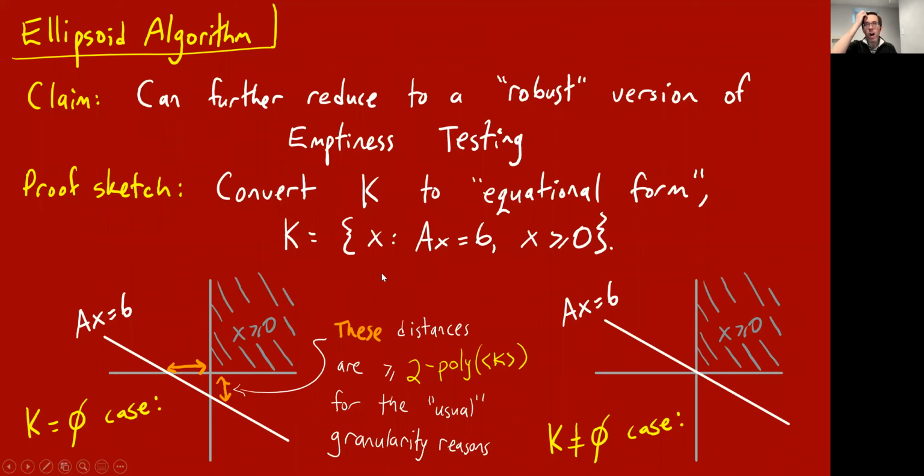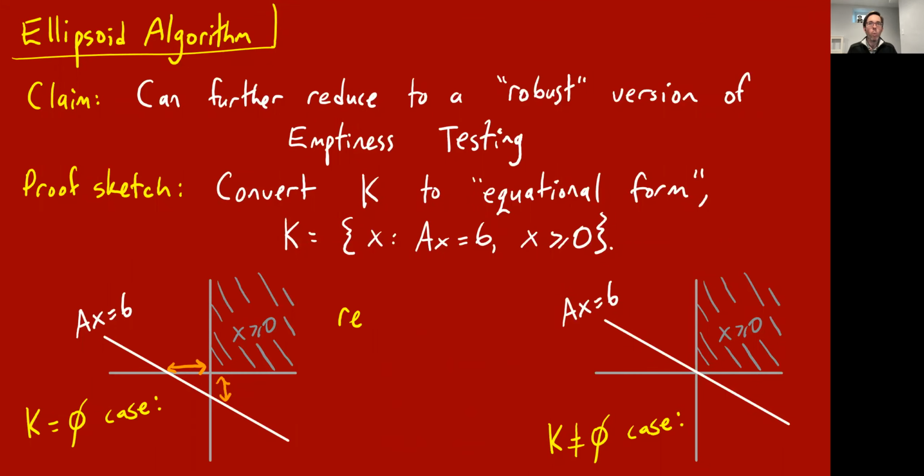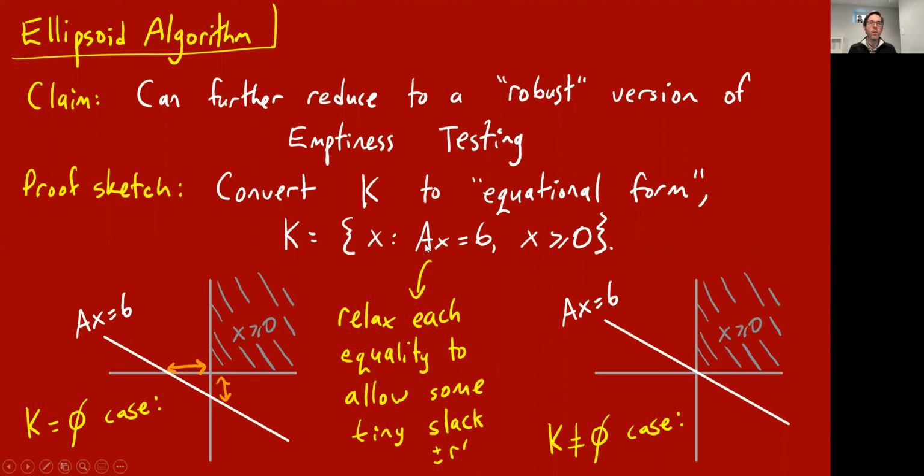And what this means is the following. Given that you know that, what you can do to convert to a robust version of the problem is to change K to some K prime, where you take all of these equality constraints, Ax equals b, and you relax them a little bit to two-sided inequalities, where you allow a teeny bit of slack, plus or minus some exponentially small r prime. So you change these equalities to slight two-sided inequalities, like b plus or minus r prime in every coordinate. And what effect does this little move have on the picture?